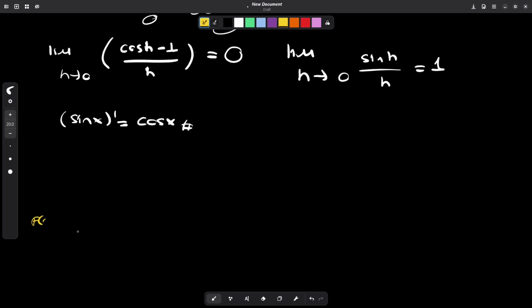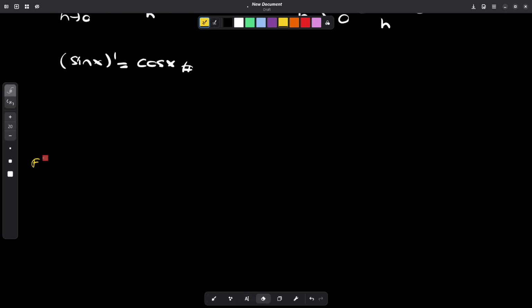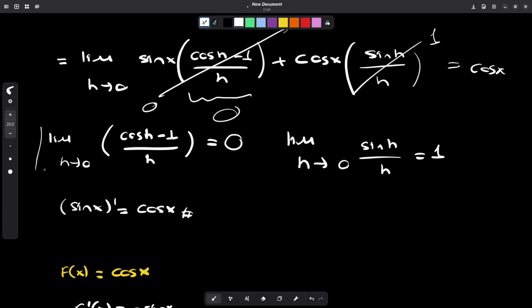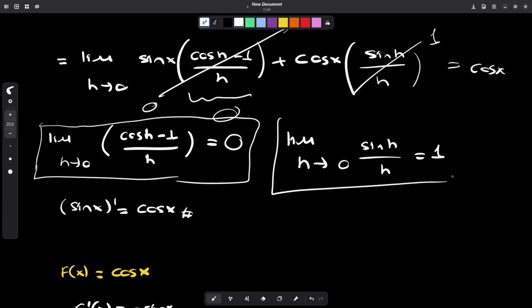Let's speed things up a little bit. Let's say our f(x) is cosine x. I'm not going to do the limit for this because it's exactly the same. f'(x) will be equal to negative sine x. If you try to show this with the limit, you will see you're getting exactly the same two special limits. By these two limits, you can evaluate the derivative.